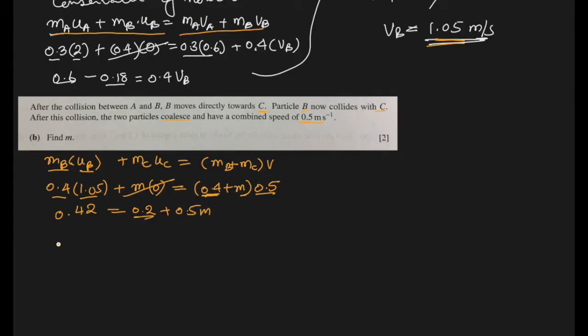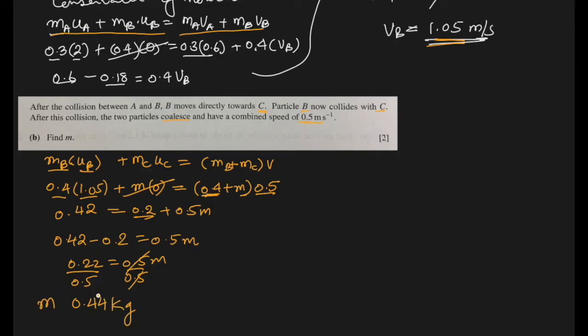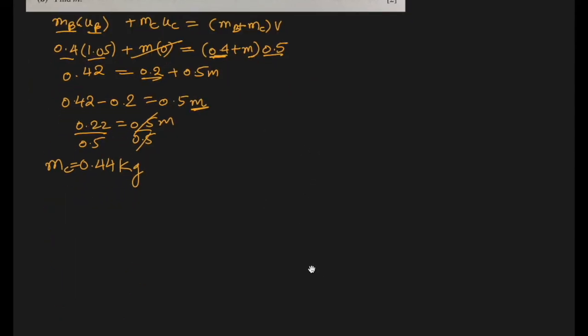Let's bring this 0.2 to the left. So 0.42 minus 0.2 equal to 0.5 M, 0.22 equal to 0.5 M. Divide both sides again to get rid of 0.5 here. 0.44 kg is the mass of C, because M was the mass of C, that's why that is the mass, 0.44 kg. Okay, do we have a third part? Yes, we have. What does that say?